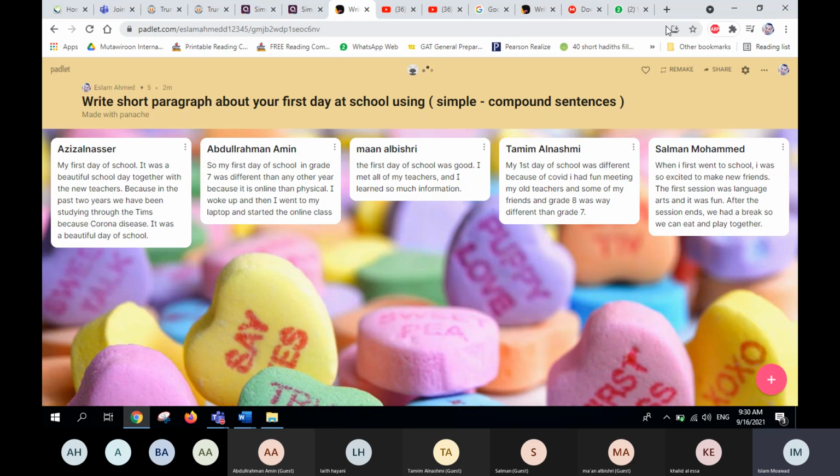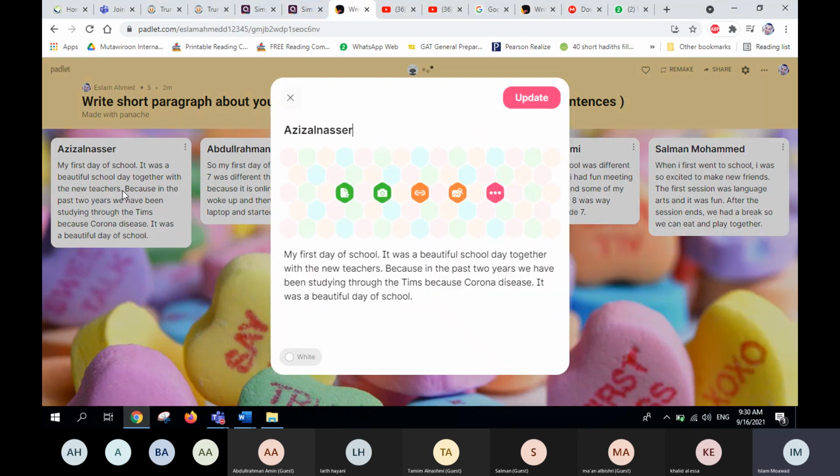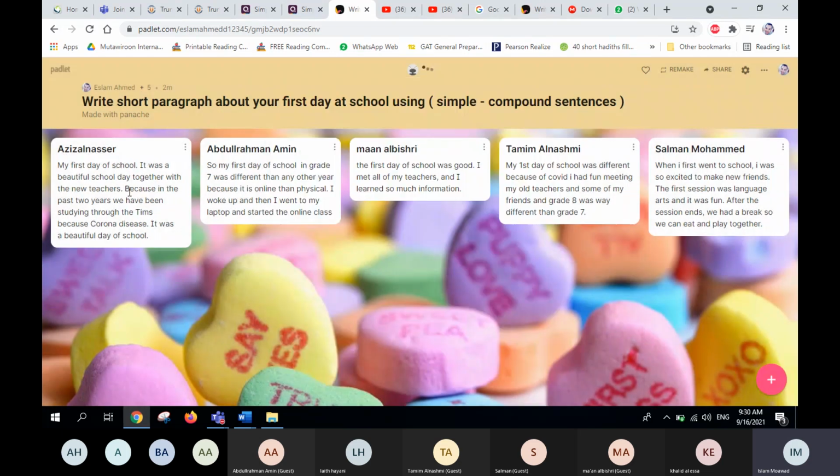So my first day of school, it was a beautiful school day together. The new teachers, because in the... we don't know the sentence using because. So you have to change it and put a comma and lowercase b, because in the past years we have been studying through the time. Also don't capitalize the word in the middle of the sentence, because corona disease. It was a beautiful day of school.